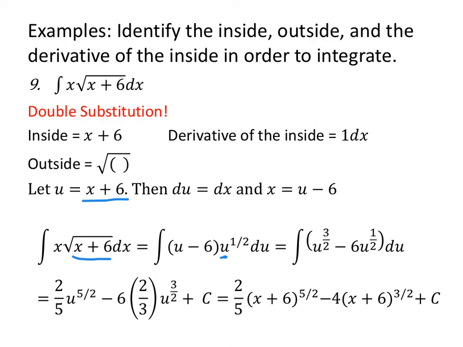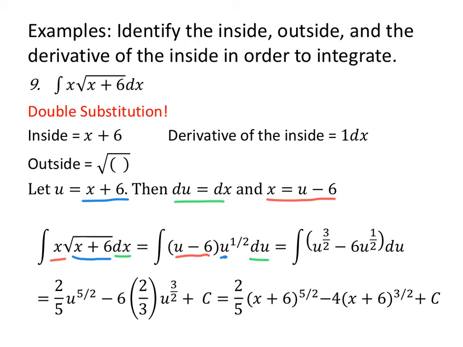I'm going to use red. x equals u minus 6, taken up right there. And go for green, du equals dx. Yep, I need to underline this one. There we go. Making my substitutions.